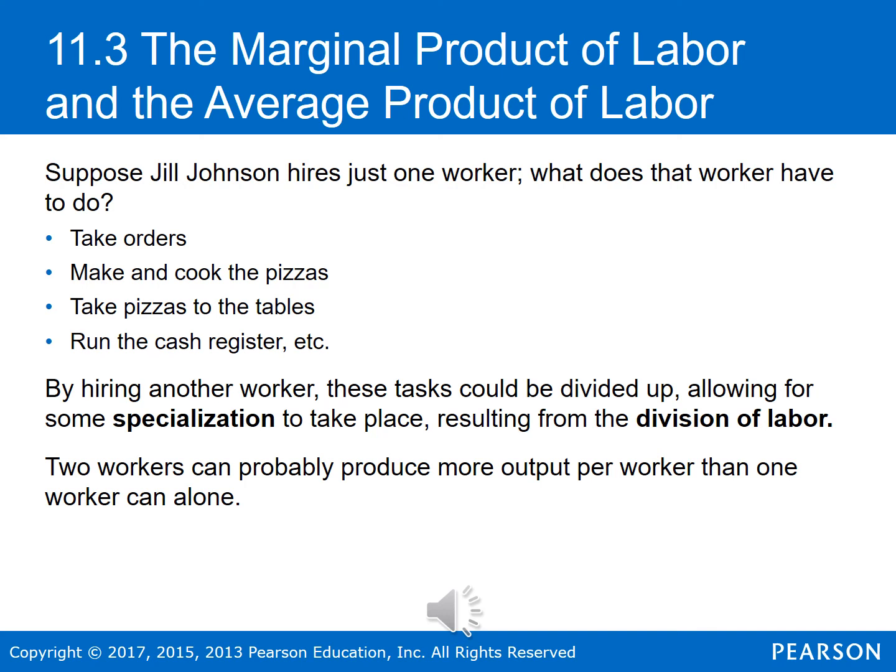So one can take orders and take the pizzas to the table. The other can make and cook the pizzas and run the cash register. And because they're just focusing on a smaller subset of responsibilities, over time they become more productive at those because they're doing the one thing over and over again. Now, 2 workers can probably produce more output per worker than 1 worker alone can, because they have this other person helping them out and they're becoming more skilled at their individual tasks as they're dividing it up.